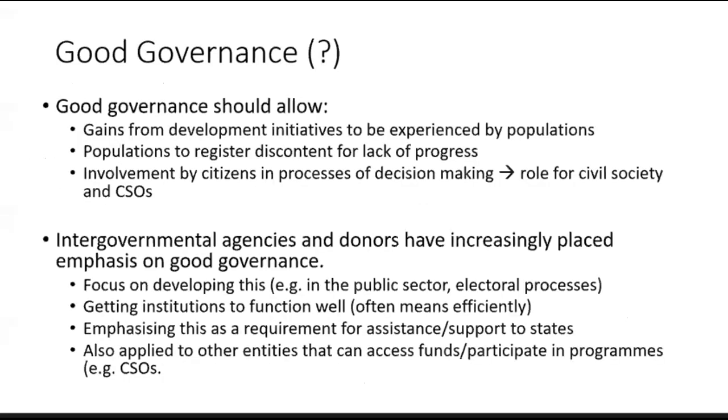Right. So good governance is supposed to allow for certain things. It should facilitate development initiatives and allow for the gains from development programs, funding to be experienced by the population. This is because if resources are not being captured or inefficiently allocated, people should be able to better feel the benefits of some development initiative or funding that is provided, or even taxpayer money that is being used by the government. Populations also should be able to register discontent if they do not experience these gains. So good governance should allow for populations to voice their discontent, and not just to voice it like shouting into the wind, but to voice their discontent and to have their concerns acknowledged and addressed.